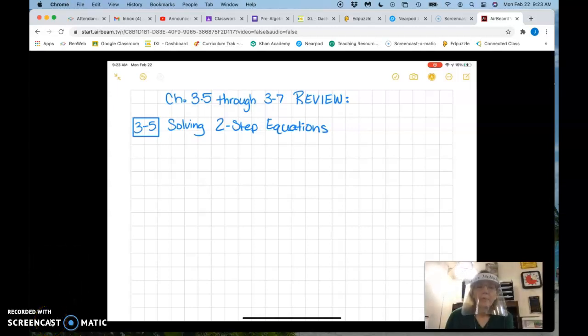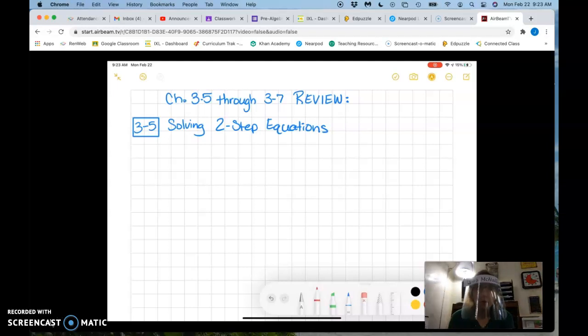All right, so we are reviewing for your test, which is tomorrow, which is chapters 3.5 through 3.7. And write this heading down in your math journal and follow along with these notes, copy them down as we go. Even if you feel like you already know how to do it, I want you to copy down all my examples, okay?